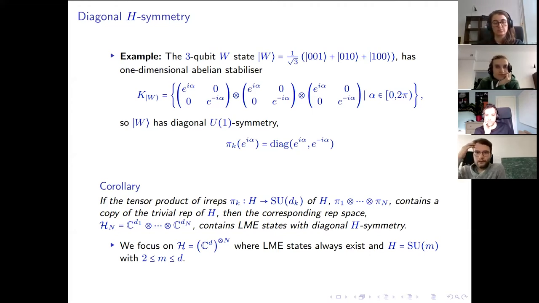And the obvious corollary from this is that if the tensor product of U's contains a copy of the trivial representation, then the corresponding representation space contains an LME state with diagonal H symmetry, right? Because exactly the trivial copy will be all these states which are invariant under this diagonal action. So these will be states with diagonal H symmetry, hence LME states. So I guess that's totally clear.